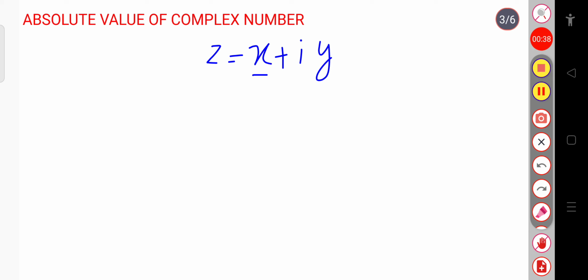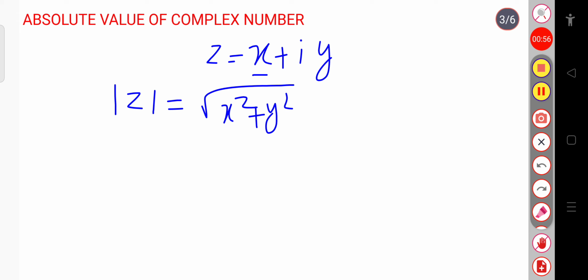So here the absolute value or the modulus of the complex number z, that is equal to x plus iy, can be denoted as mod z, and that is equal to the root over of x square plus y square.